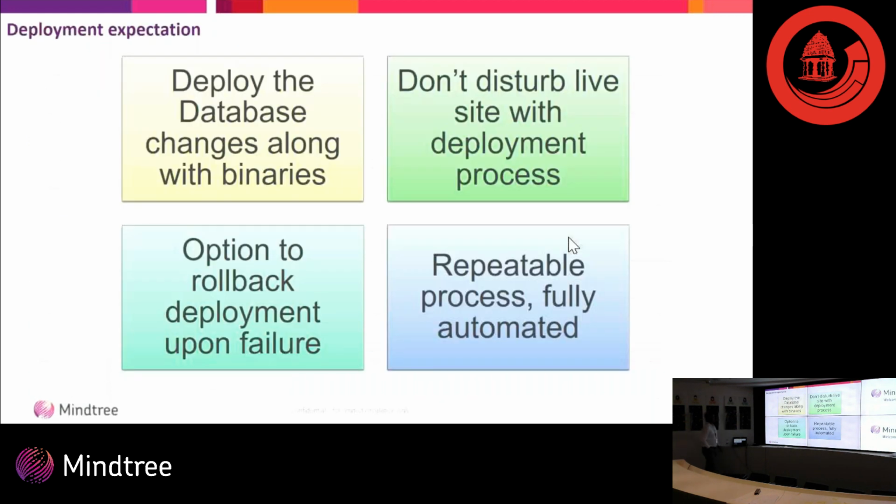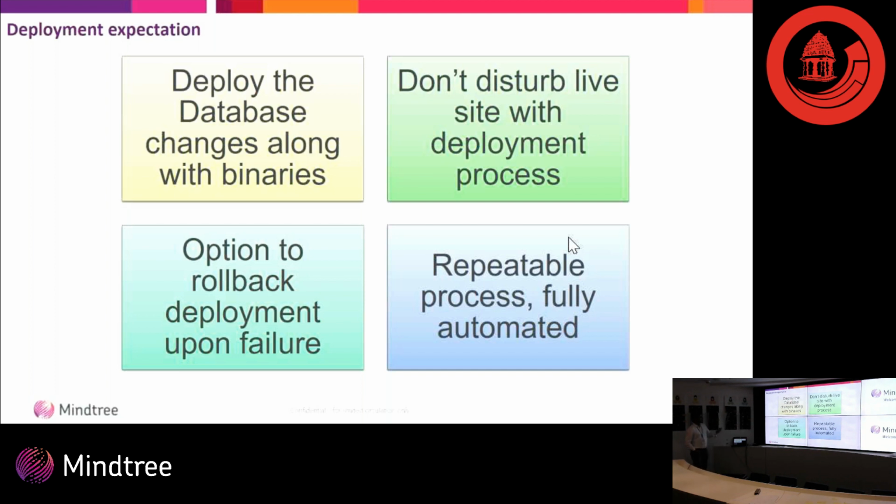So these are the general deployment expectations. I think you could correlate to each one of these expectations that clients generally ask. First is that we're going to deploy the database changes along with the binaries. We all know that whenever we do a Sitecore deployment, we don't only have the binaries, we have the Sitecore database changes as well, right? Another thing is the client says, don't even dare to touch my live site. It's a critical site. I don't want even 1 second of downtime, right?